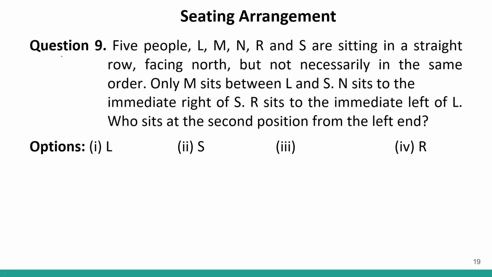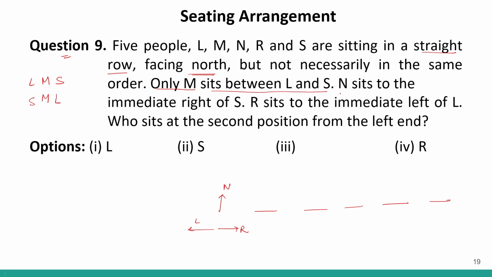Coming to question number 9. Five people are sitting in a straight row, so a linear seating arrangement, and they are facing north but not necessarily in the same order. So, we have 5 people, 1, 2, 3, 4, 5. They are facing the north, so this will be the right side and this will be the left side. Only M sits between L and S. So, 2 possibilities: either we have LMS or we have SML.